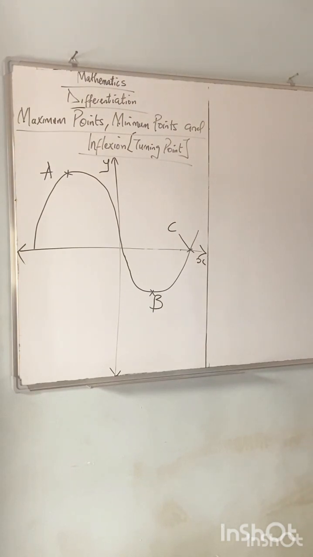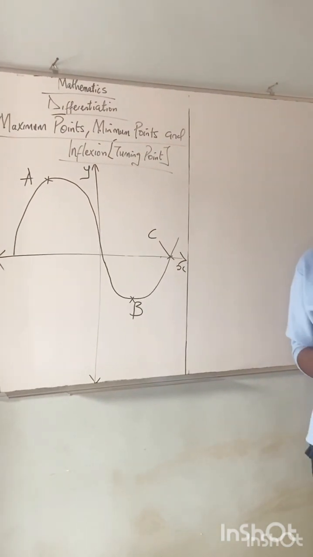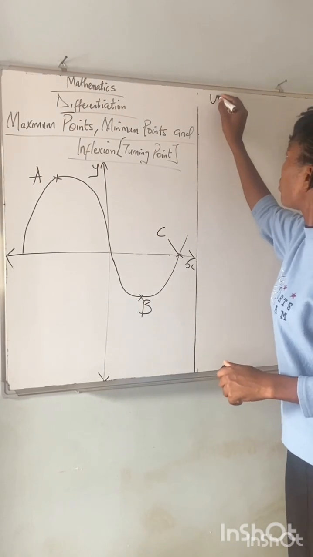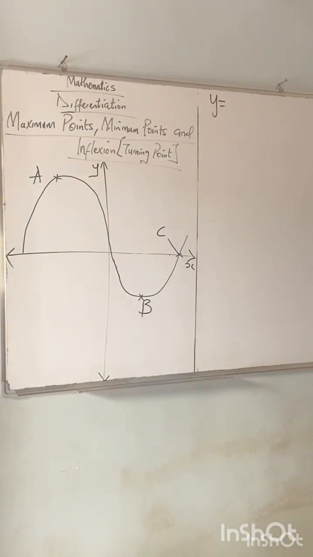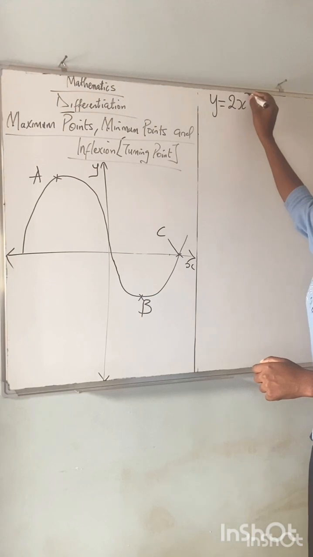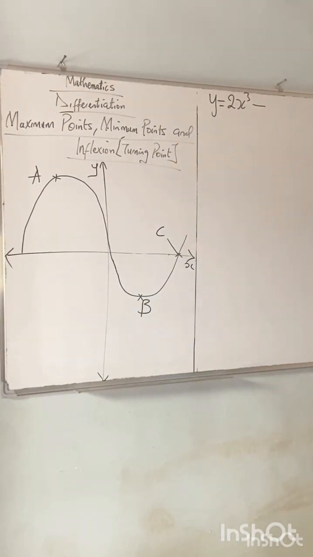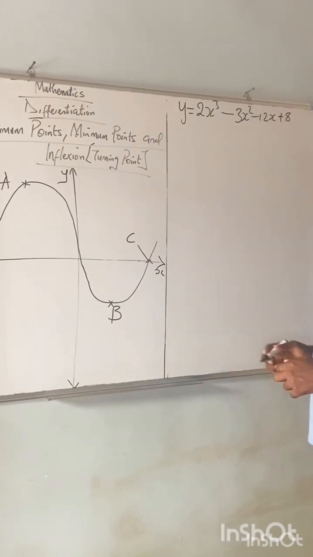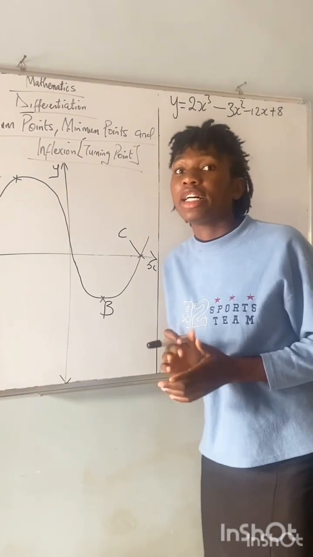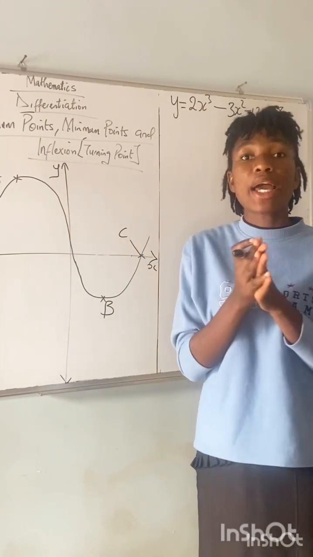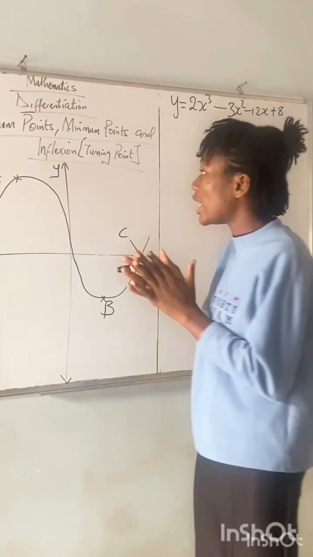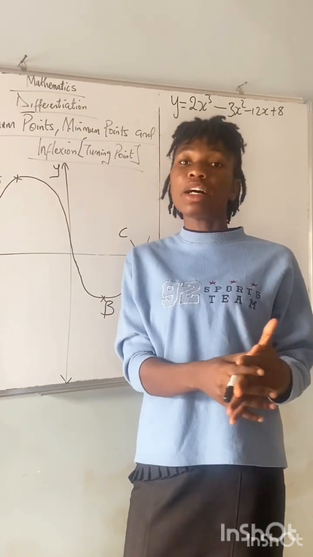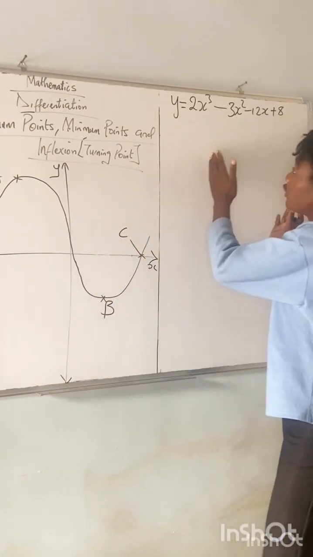Now we are asked to find the maximum and minimum value of the function y is equal to... We are asked to find the maximum and minimum values for x and y. I'll be doing that for x and for y, finding the maximum and the minimum value for this function.